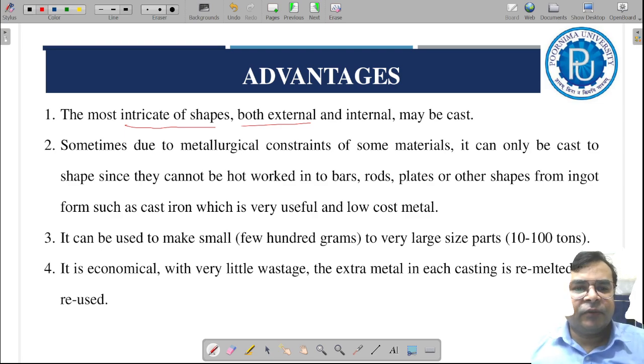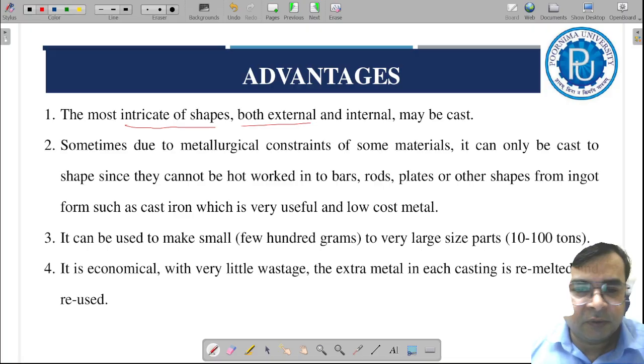Similarly, sometimes due to metallurgical constraints of some materials, they can only be cast. Let's suppose we have materials which can be made into a bar, a rod, or plates, and some materials which have metallurgical constraints, like a very hard material that cannot be formed or cut. So how do we convert this hard material into a useful part? Obviously it can be melted properly and then cast. So because some metals cannot be shaped properly by other manufacturing processes, casting is one of the processes which is able to do this.